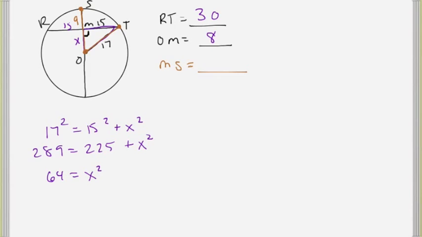We don't have any way of finding that little portion directly. So if you need to find that little portion that's kind of outside of the right triangle, you would need to first find that right triangle portion and then subtract from the full radius.